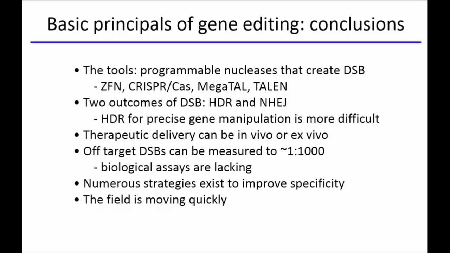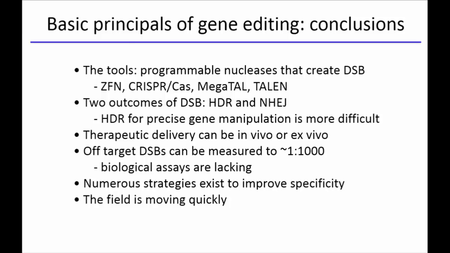Okay, so these are my conclusions. Here are the basic principles of gene editing. The main tools are programmable nucleases that create double-stranded breaks. These are zinc fingers, CRISPR-Cas, megaTALs, and TALENs. A double-stranded break has two potential outcomes: homology-directed repair, which is precise, so that you could fix a point mutation, for example, and non-homologous end joining, which is imprecise and good at disrupting things.